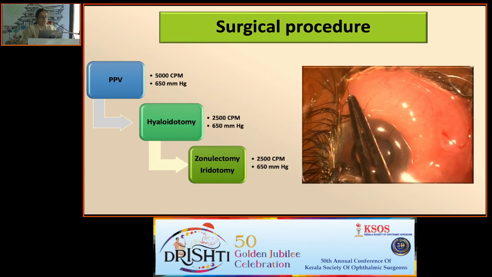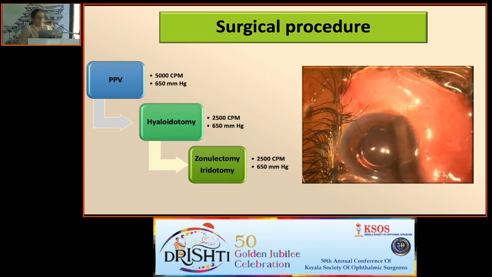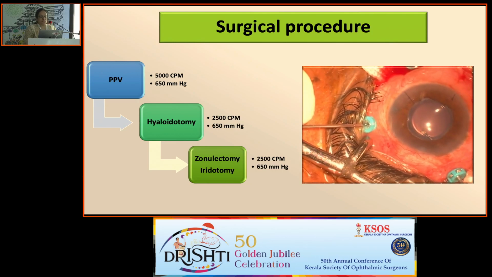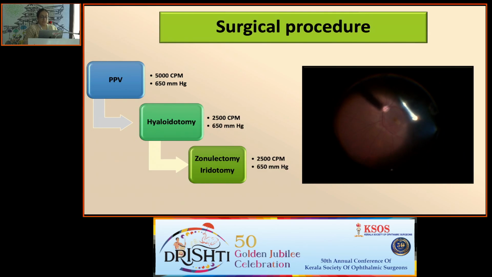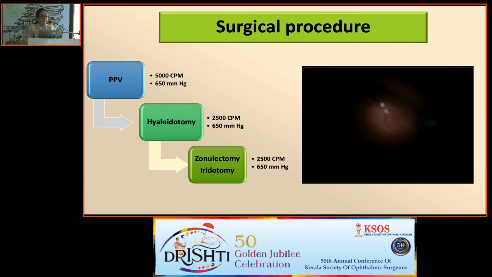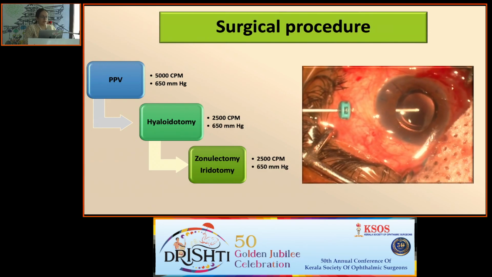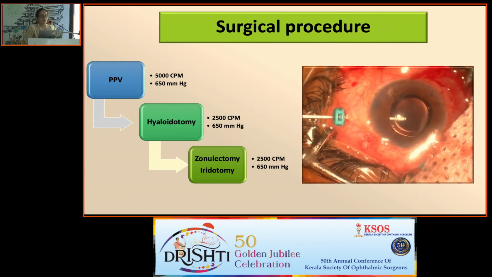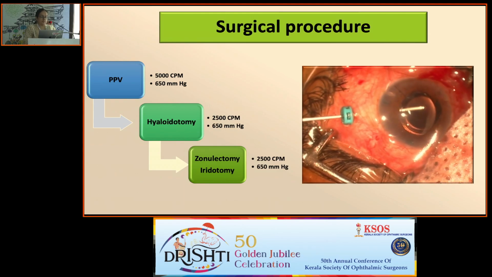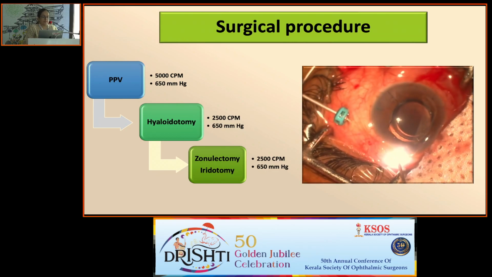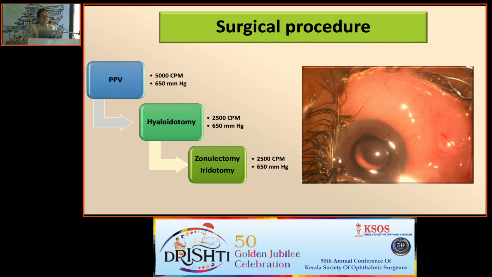This is the surgical procedure. After the initial anterior vitrectomy, the plana vitrectomy is done with a setting of 5,000 cuts per minute and 650 aspiration rate with a vitreous base shaving. And hyaloidotomy with a PC cutting is done with 2,500 cuts per minute and 650 aspiration rate. And zonulectomy and iridotomy is done with similar settings.